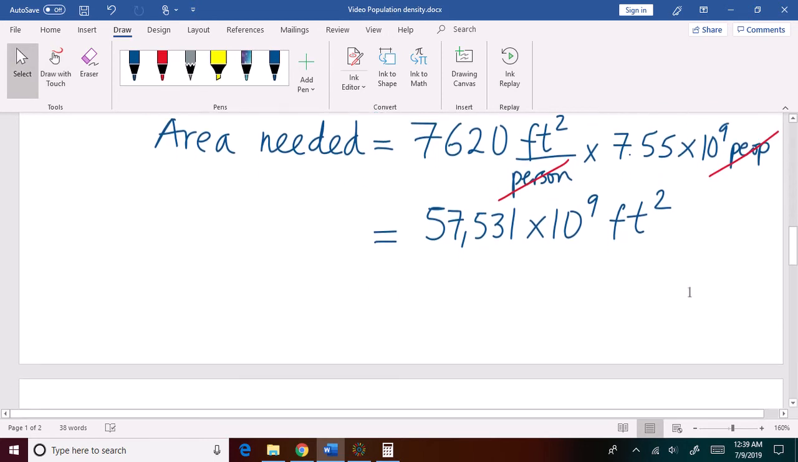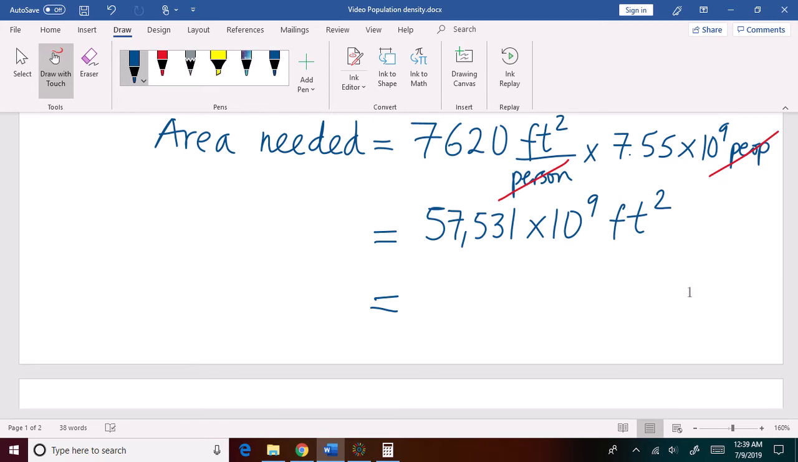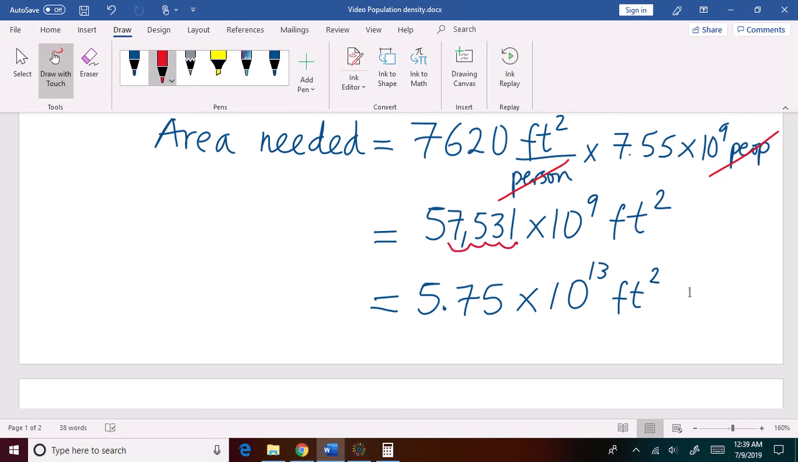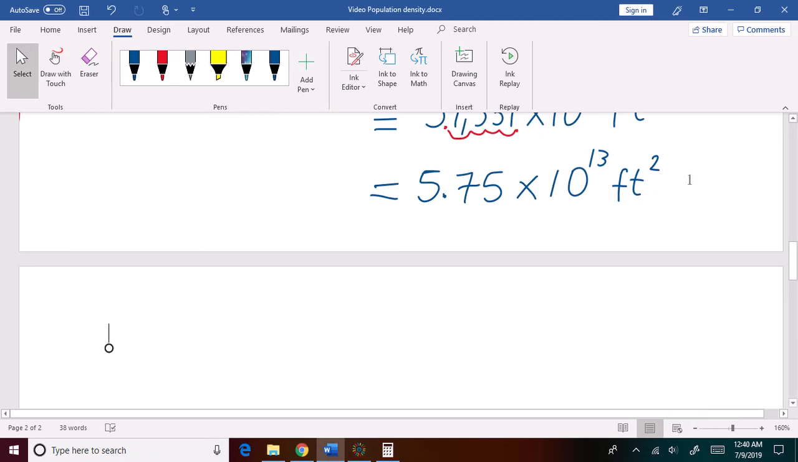So let's go down. We can rewrite this in actual scientific notation. The decimal point goes 1, 2, 3, 4, so it's going to be approximately 5.75 times 10 to the 13 square feet. That's what we needed. This is the area needed.